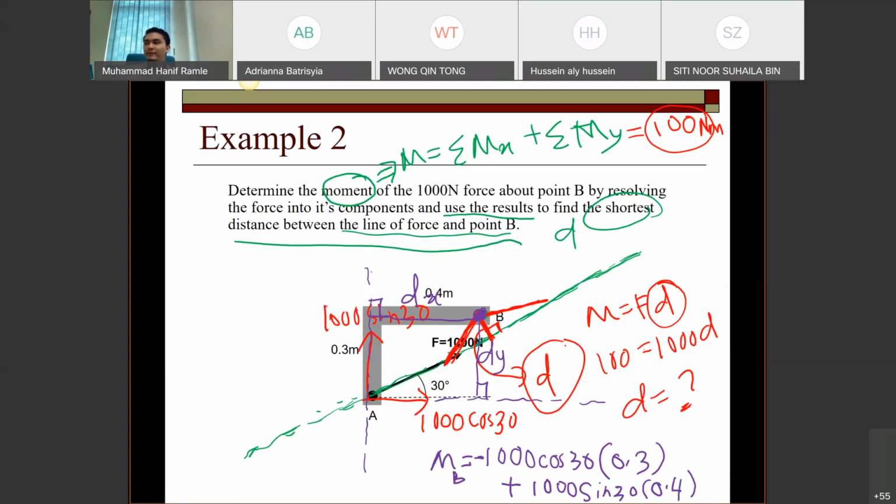So my question is, why is the x component negative? Do you get it?